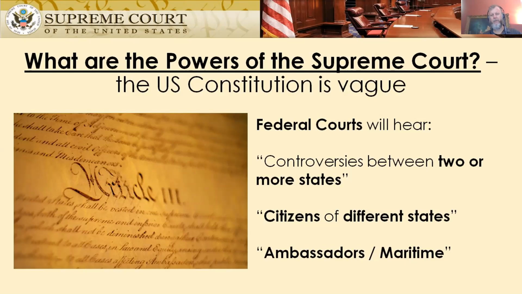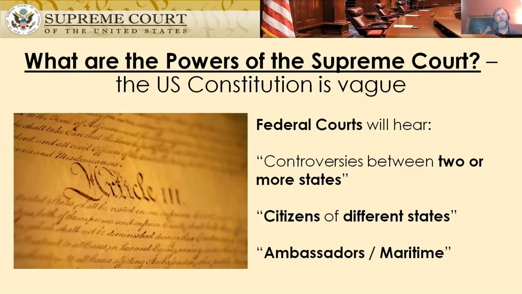So anything that dealt with ambassadors committing crimes in other countries, or anything on the water, in the ocean, that is neutral territory. So the Supreme Court handles issues that happened on the water. And those were the main things. So you need to take a picture of this or write these down into your notes, but understand there are only 3 powers listed in the Constitution.